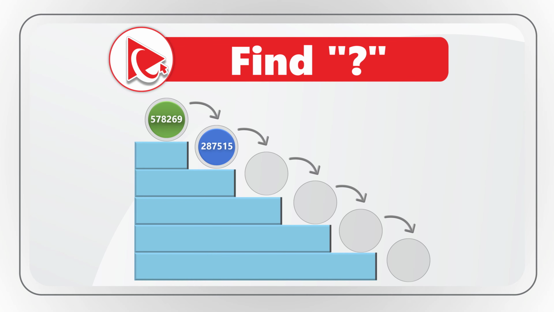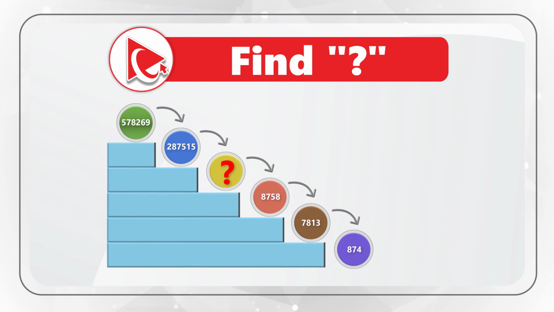Then it becomes the yellow ball with the missing number. As it continues, the numbers we see are 8, 7, 5, 8 in the pink ball. As it rolls, we see the brown ball with the numbers 7, 8, 1, 3. And then as it continues to roll to the last step, it's a purple ball with the numbers 8, 7, 4 inside. We need to calculate the missing number and select out of 4 possible choices.